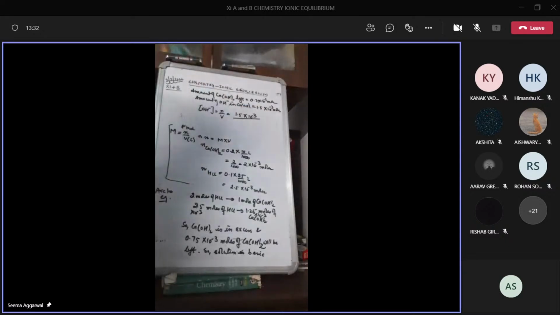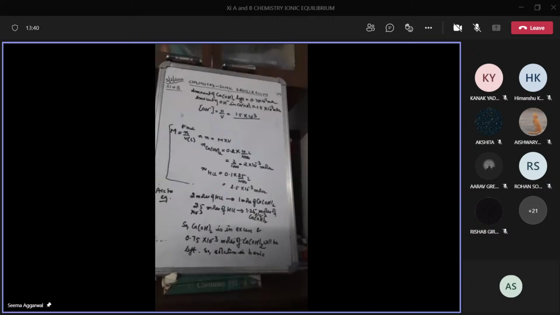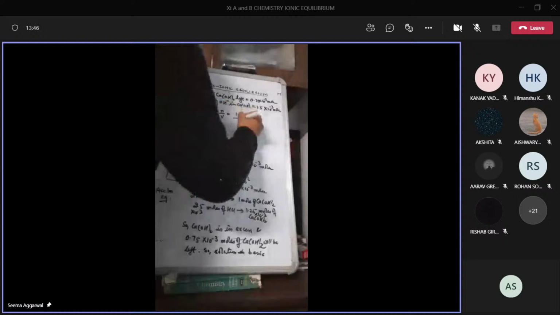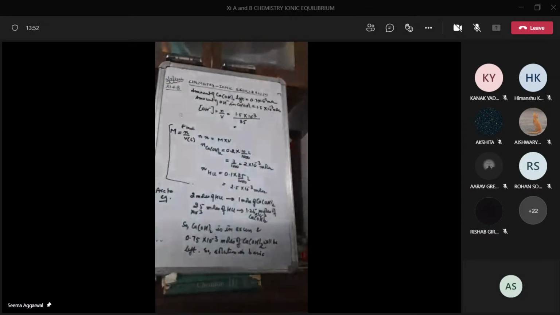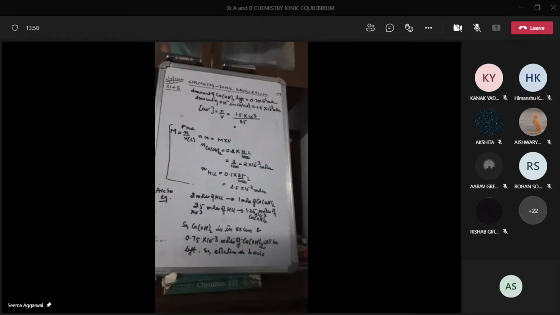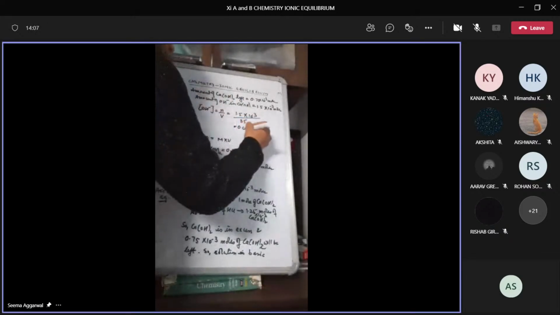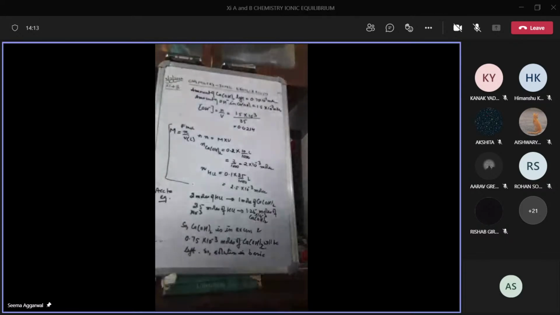Now after mixing the two solutions, what is the total volume? 35 ml. Because we are mixing 10 ml of calcium hydroxide and 25 ml of this. The total volume is 35. So let's divide this. Yes, Rishabh, now you can tell me what we are getting after dividing these two. Rishabh? Okay, let me tell you 0.0214. So this is the amount of OH minus which is formed.